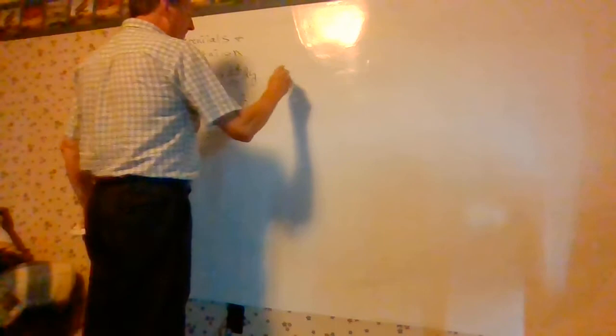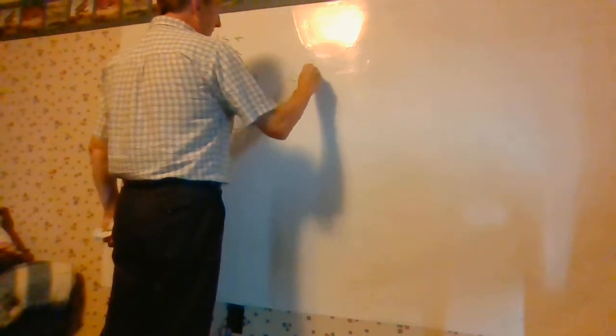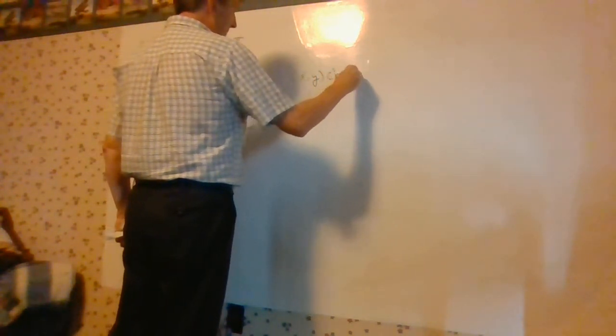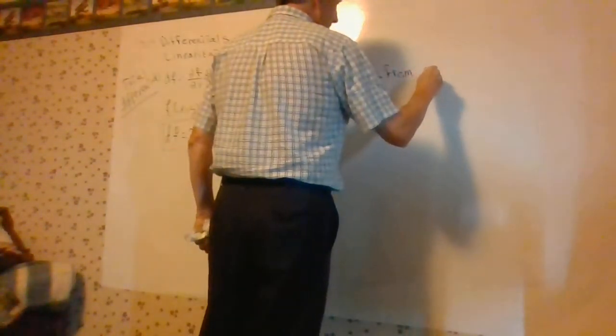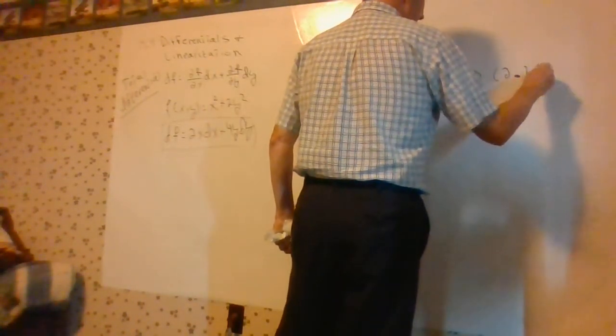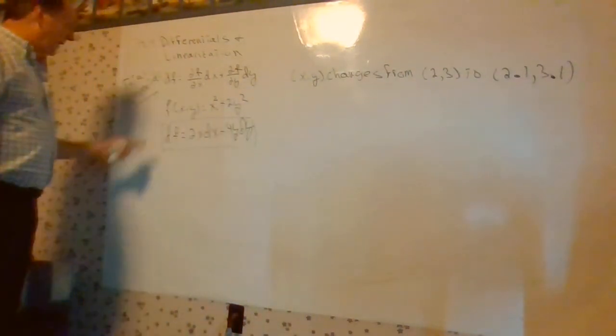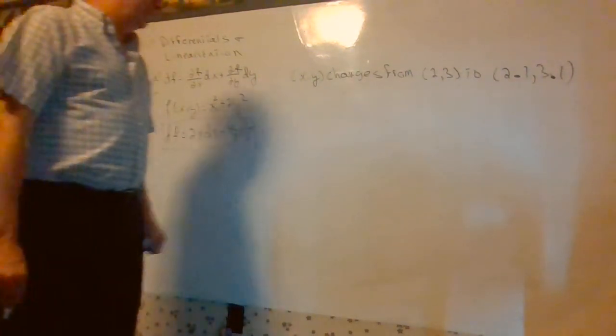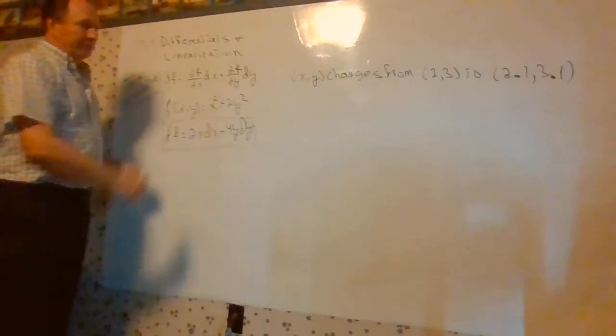Now, given this differential, let's suppose x, y changes from 2, 3 to 2.1, 3.1. What happens to f? This is a pretty important question. If we change these independent variables, how does f change?